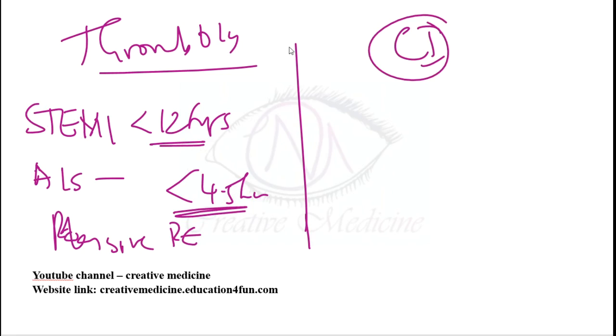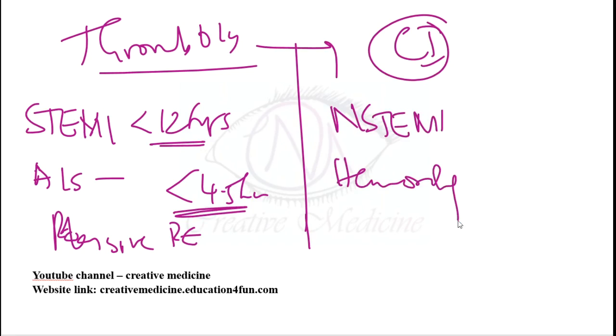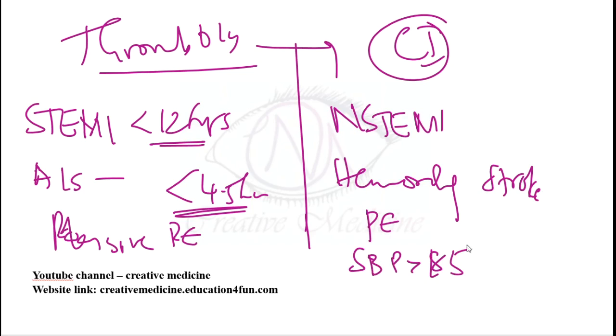So what are the contraindications of thrombolysis? Non-ST segment MI, you should not give thrombolysis. Hemorrhagic stroke is a contraindication for thrombolysis. Pulmonary embolism, not massive, and also systolic blood pressure more than 185 and diastolic blood pressure more than 110 millimeters of Hg are also contraindications for thrombolysis.